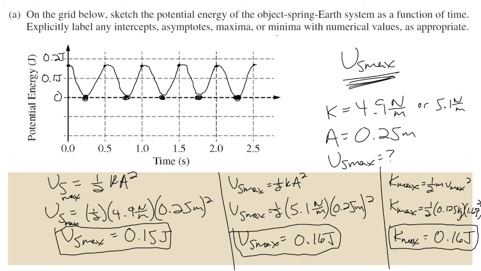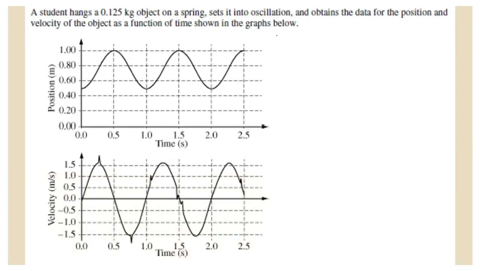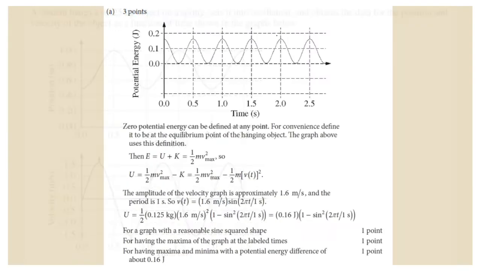All right, let's take a quick look here at the scoring guide then for part A. If we take a look at the scoring guide for part A, notice here it says 0 potential energy can be defined at any point. For convenience, define it to be the equilibrium point of the hanging object.